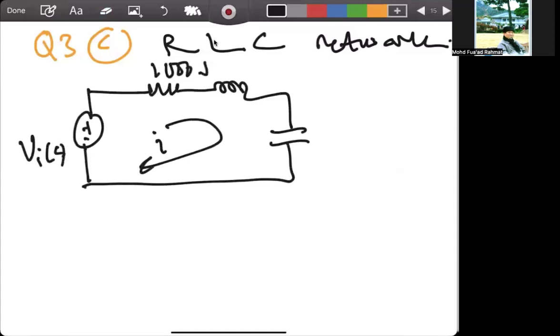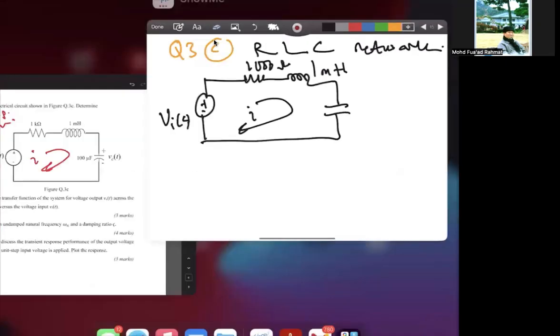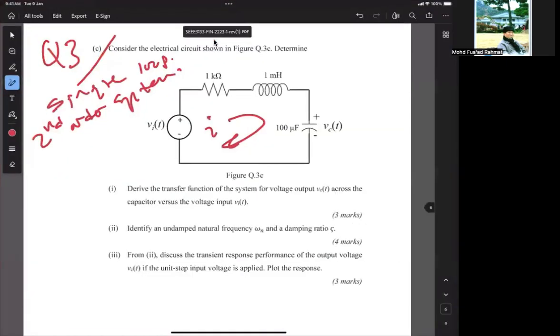One hundred ohm, 1 millihenry, and how many farad? 100.